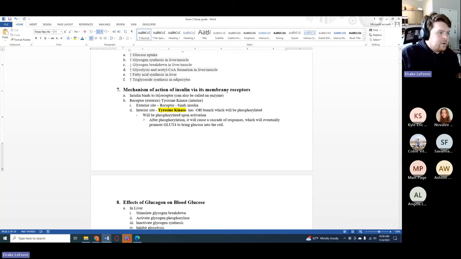Mechanism of action of insulin via its membrane receptor. This will be the question that you'll get: that the receptor for insulin on the interior is tyrosine kinase. That's pretty much the only question I've seen him ask about this, or he'll ask, which of the following hormones do you have a tyrosine kinase receptor? And it's something to do with insulin.